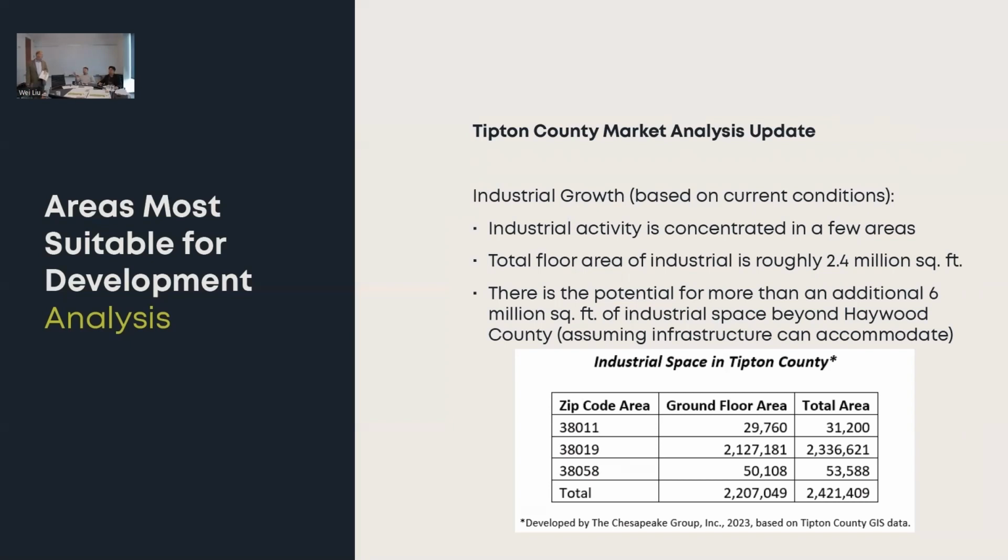But the most important number here, guys, is starting to talk about that potential for additional. You guys kind of already know where your industrial is. So it's about the potential new industrial that could be captured by Tipton County, which is not to say that all of the 6 million should or would be captured by Tipton, but there's the potential for that outside of Haywood. And so that's kind of, I don't want to say it's all up for grabs, but some of that 6 million is up for grabs.